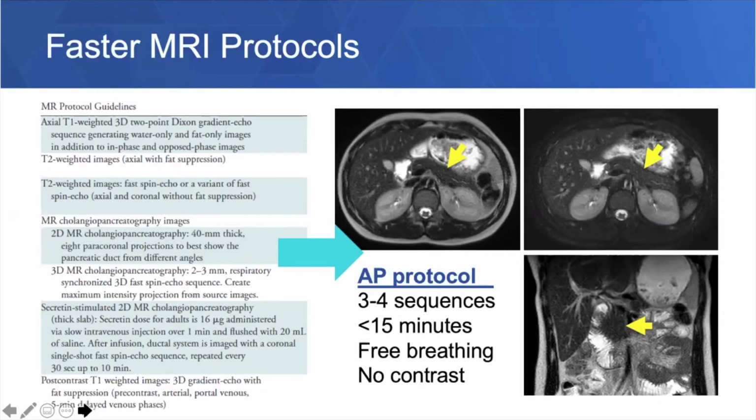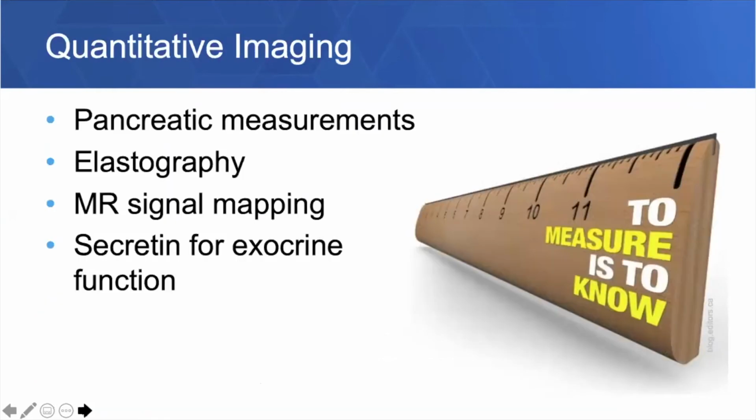Lots of quantitative measures coming forward, and I'm running low on time, so we won't get through all of these things. But we're looking at how we go about measuring the pancreas instead of me just saying, yeah, there's atrophy. We're looking at pancreatic stiffness as a non-invasive measure of fibrosis. We're talking about MR signal mapping. A lot of this is being discussed across the street right now, actually. And then I believe you already heard a little bit about use of secretin for exocrine function.